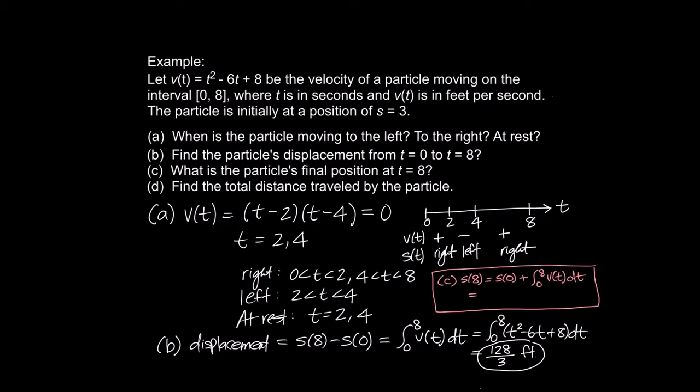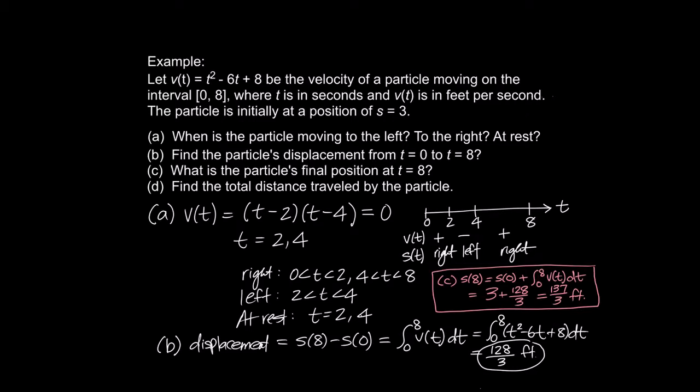Well, in the problem, it tells us that the particle is initially at a position of s equals 3, which means that s of 0 is 3. So you have 3 plus the displacement, which we found in part B, is 128 over 3. So all you have to do is 3 plus 128 over 3, and you will get the final position, which is 137 over 3 feet.